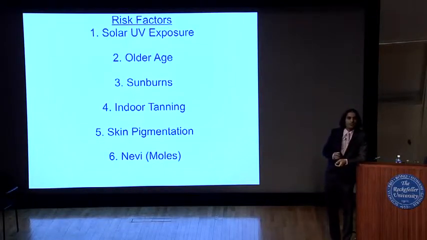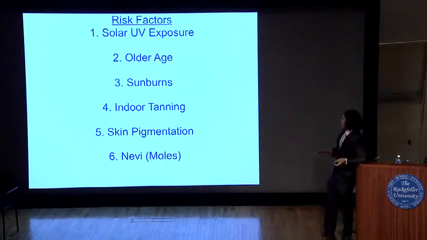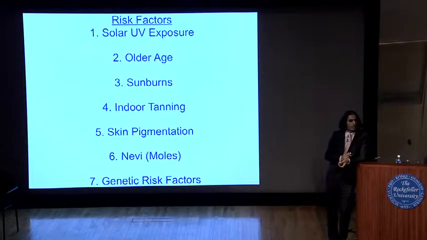Moles, as I told you, the majority of melanoma lesions arise from existing moles. So individuals that have many moles have a higher risk of melanoma. And finally, genetic risk factors. Much of our understanding of the biology of melanoma actually comes from families who've had genetic predisposition to melanoma. It's estimated that approximately 12% of all melanoma carries a hereditary basis.